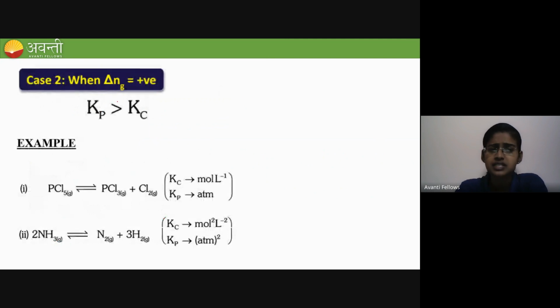When delta Ng is positive, we have Kp equal to Kc into RT power delta Ng, and that is some positive value. Suppose I take 2 or 3. If I multiply Kc by that particular number, I will get Kp. So Kp will be greater than Kc.